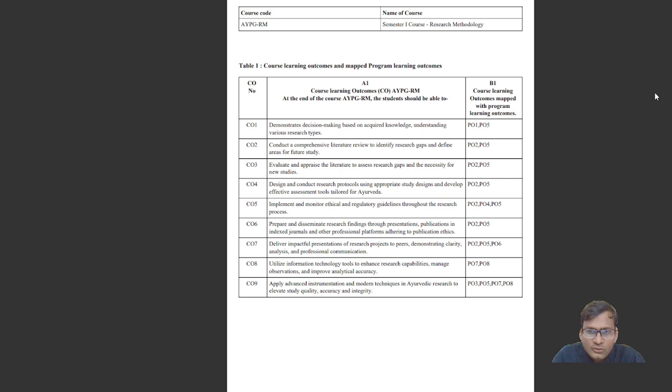You simply go through the MD, MS NCISM guidebook, which has the course structure and everything. They have explained the program learning outcomes there. So this research methodology course's objectives map with the program learning outcomes, that is, CO1 is matched with PO1. If you want the details of CO1 and PO1, go through the postgraduate manual prescribed by the NCISM.